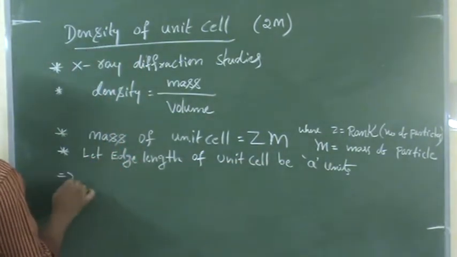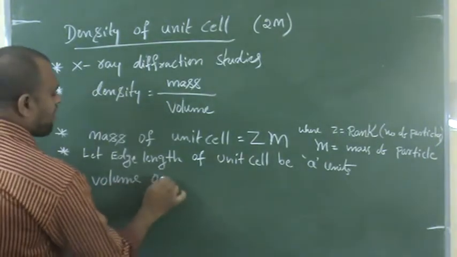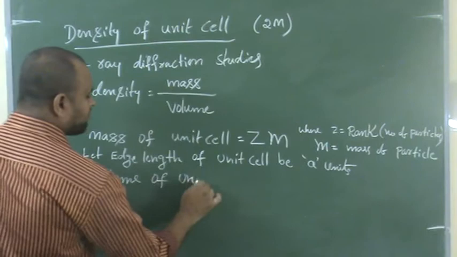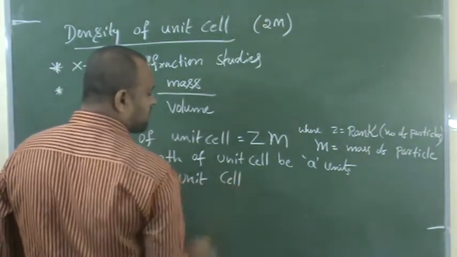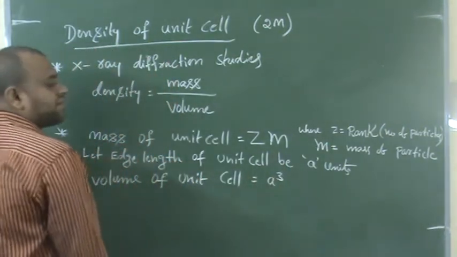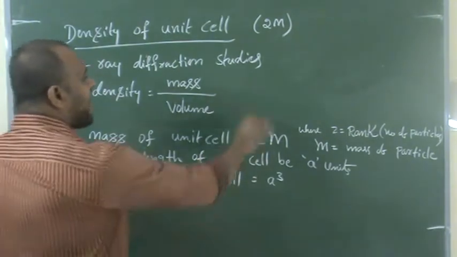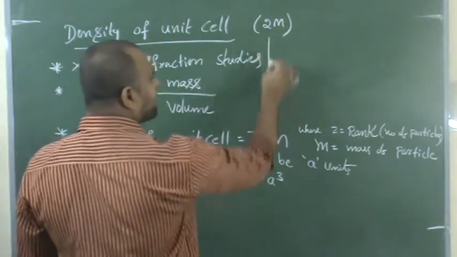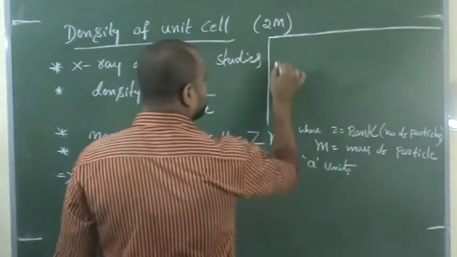That implies the volume of the unit cell is equal to a cube. Now you can see, by having all these things, I can find out the density here. You can see this box.